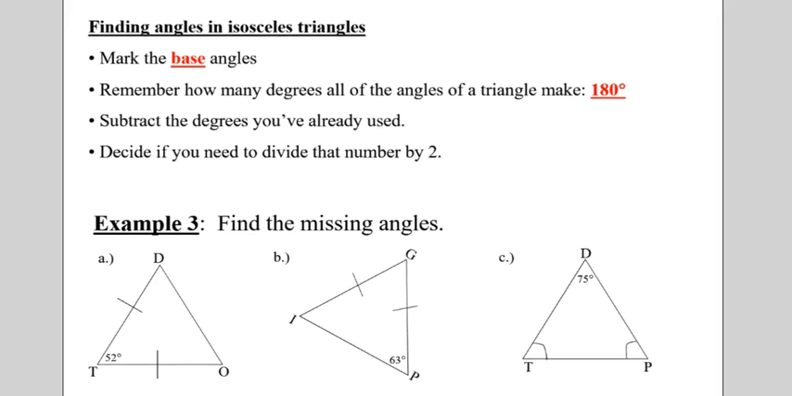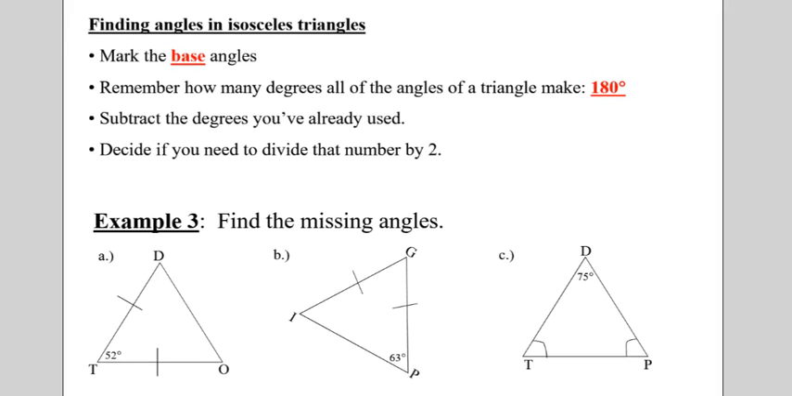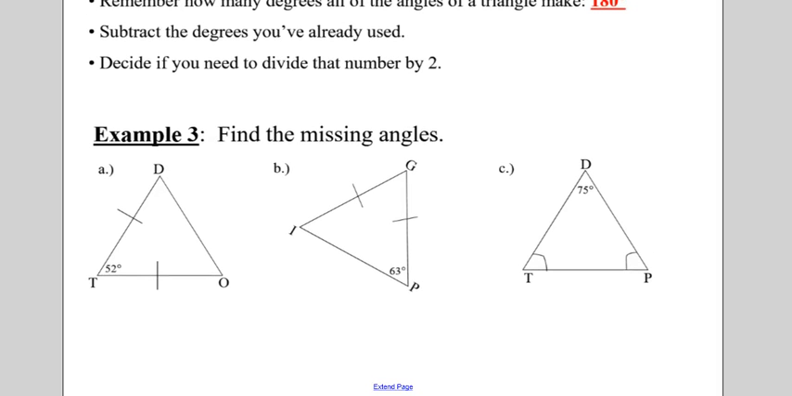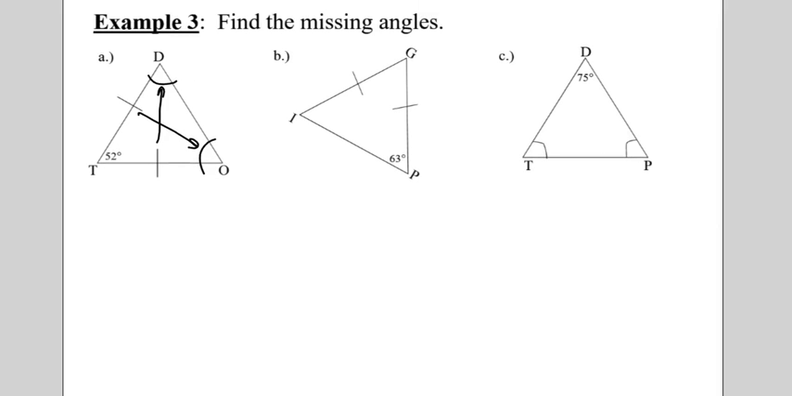All right, finding angles in isosceles triangles. Mark the base angles. Okay? Remember how many degrees all the angles are, 180. Subtract what you've already used and decide if you need to divide by 2. So, first off, I know this and this are the same, so I'm going to mark them equal. Now, again, I have $180 to spend at 3 stores. 180. I'm spending $52 at the first store. Okay? So what I'm going to do then is take 180 minus 52.